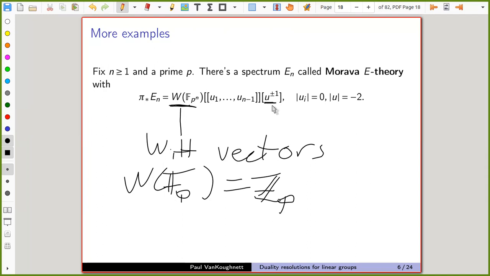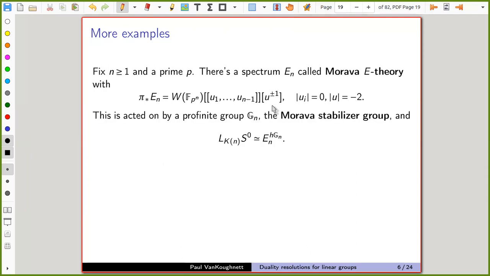Okay. So this object is of a lot of interest to people doing chromatic homotopy theory. And the reason, or one of the reasons, I guess, is that it's related to calculating homotopy groups of spheres. So more precisely, there's a group called G_n, which is the Morava stabilizer group, which I'll say more about in a second. And if you take the homotopy fixed points of this group acting on E_n, then you get an object called the K_n local sphere.